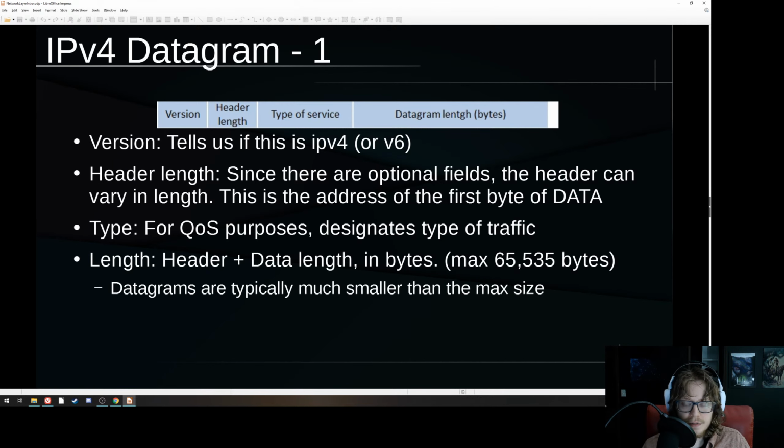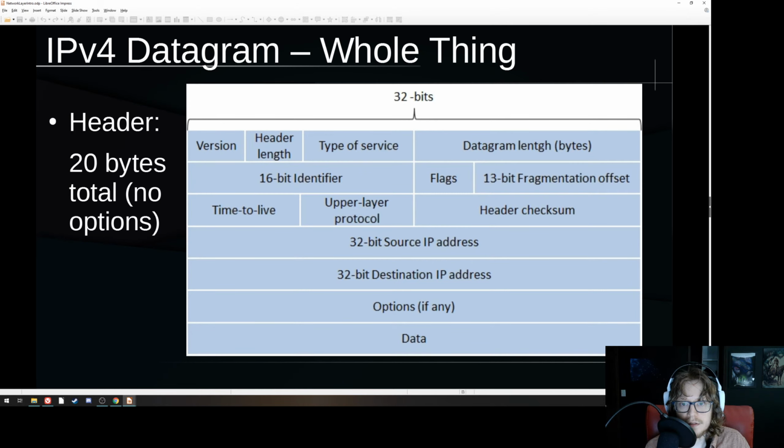All right, so the first part there, and I'm just doing this in blocks, so if we go back here, you see that spanning across a whole row here, that's 32 bits, right? So 32 divided by 8 is 4. So we're looking at 4 bytes.